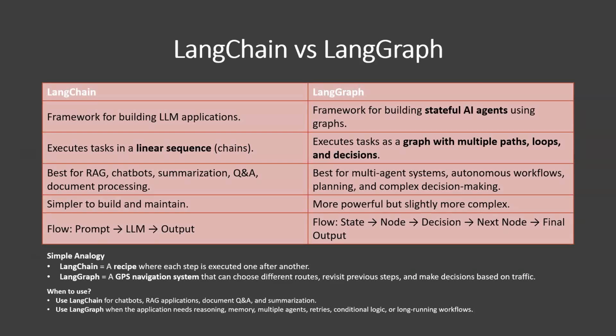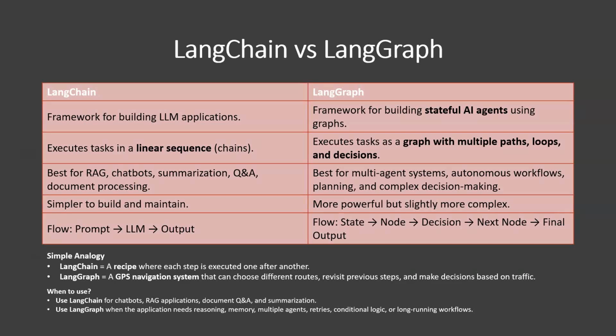But slightly more complex. The workflow in LangChain is that we give a prompt, it goes to the LLM, and from the LLM we get an output. But in LangGraph, the flow is state, node, decision, next node, final output. So the process becomes a little lengthy compared to LangChain. A simple analogy: LangChain is a recipe where each step is executed one after another, whereas LangGraph is a GPS navigation system that can choose different routes, revisit a previous step, and make decisions based on the traffic.